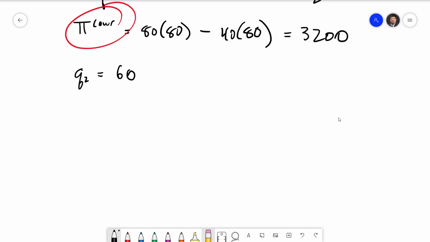If firm 1 is going to defect, they're going to try to make as much profit as possible, meaning that we need to plug 60 into firm 1's best response function, which tells us that the defection quantity is going to be 120 minus Q2 over 2, 60 over 2, and that gives us 90. Note that this is higher than the Cournot quantity of 80.